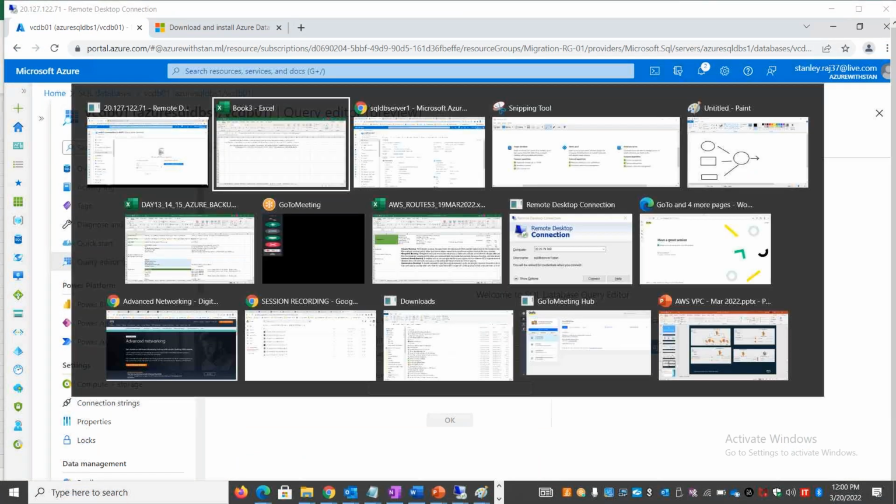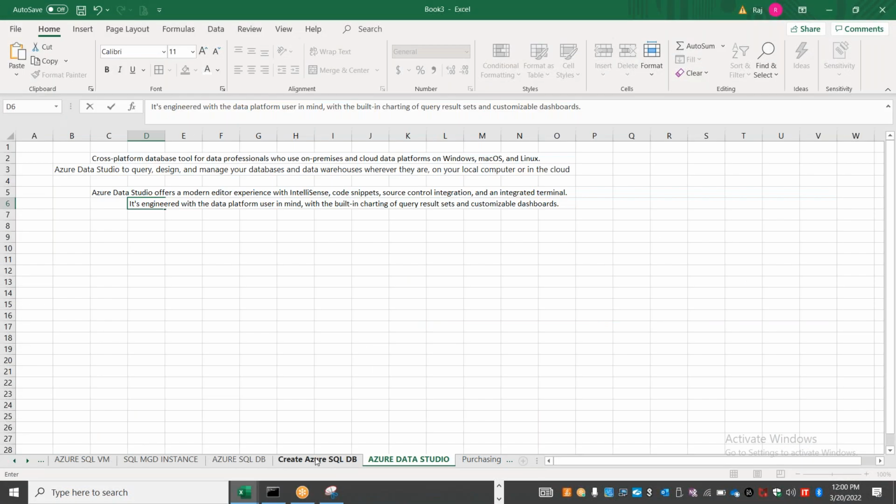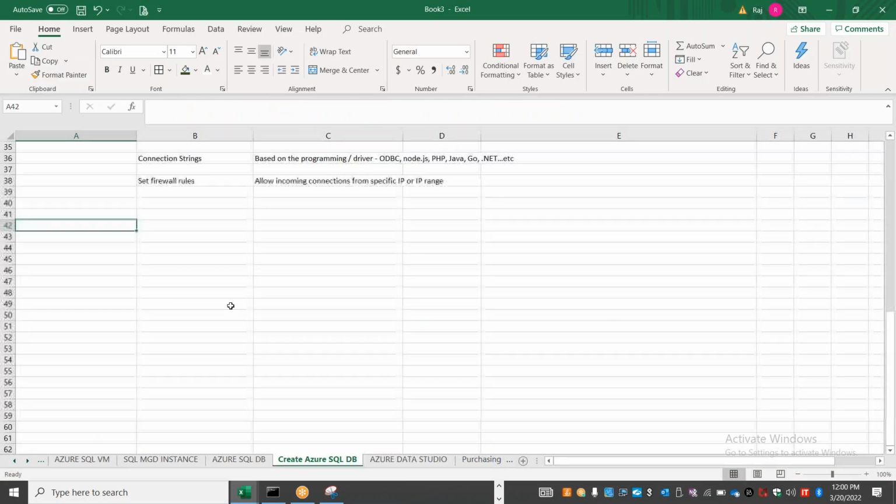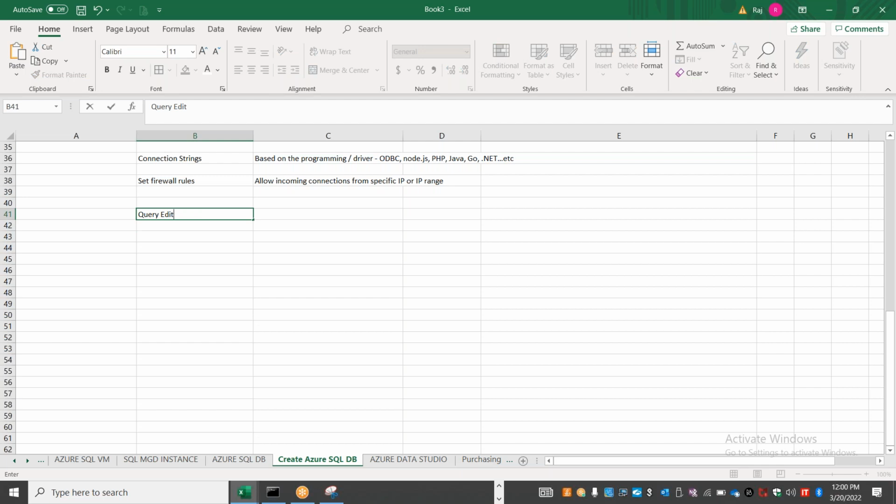After migration, I logged into the query editor and I showed you how to look at the tables, how to look at the different databases and all those things. This is in preview still. Okay, but this is a very good option.